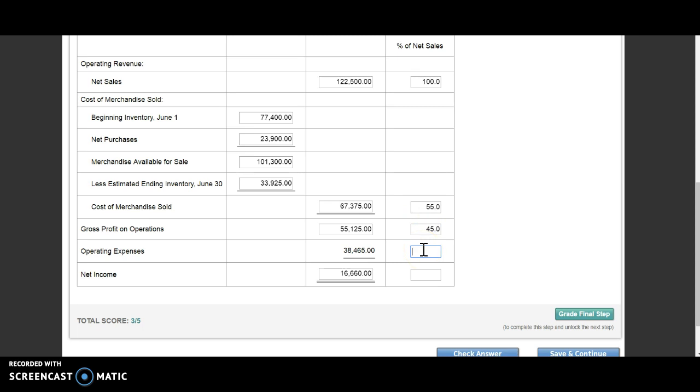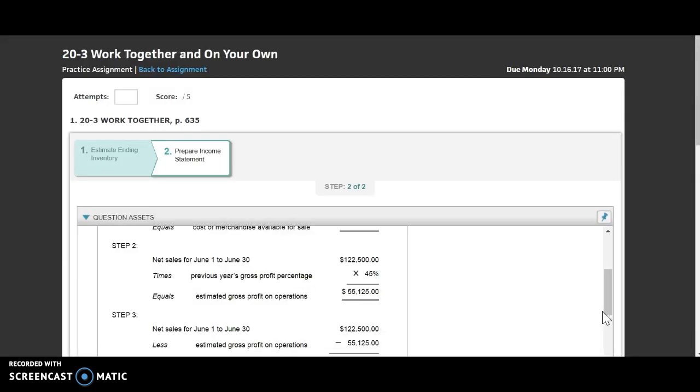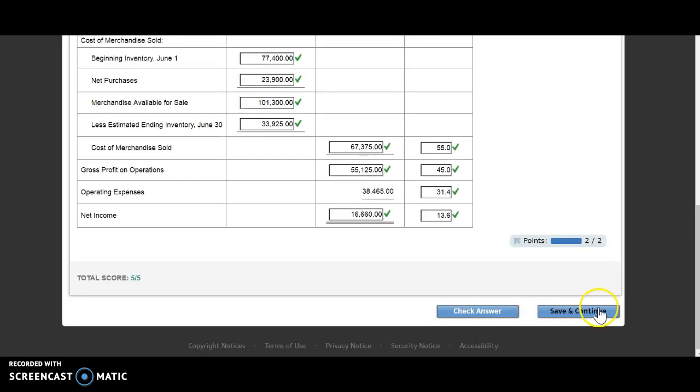Okay, we're going to take our operating expenses divided by our net sales. This one we should get 31.4%. And then the last one is taking our net income divided by our net sales. And that we should get 13.6%. We can then grade our final step and save and continue.